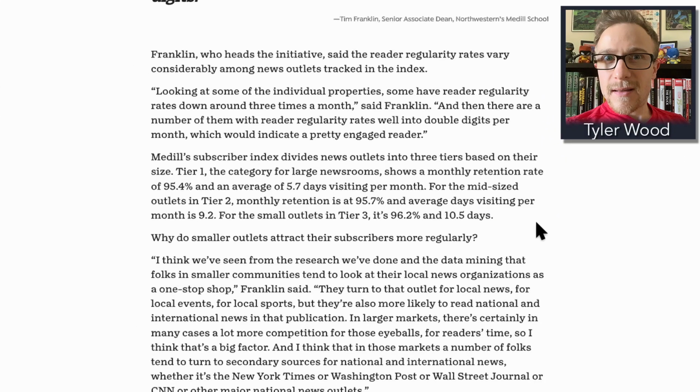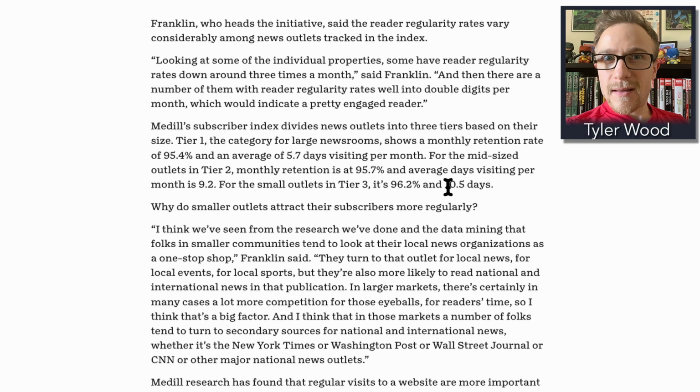I really like this paragraph here that divides papers into different tiers and then gives you metrics on who would be at risk based on the tier of paper.